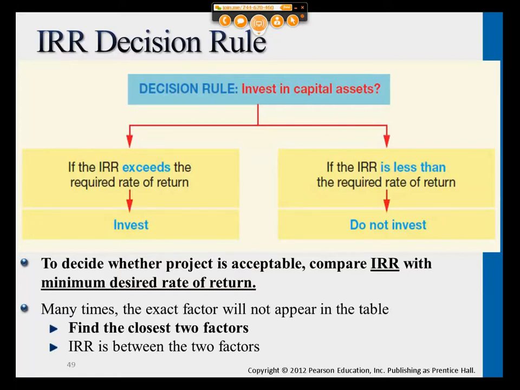So this rate of return for the minimum, your minimum desired return. You're not going to be able to find the one that's as close as possible.